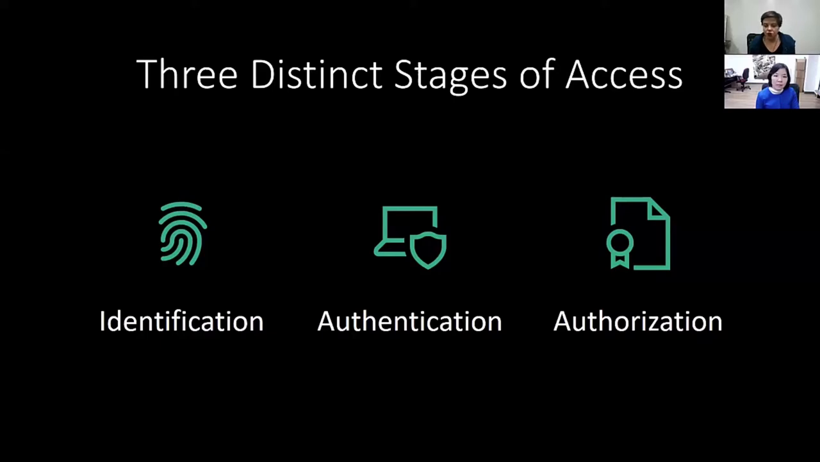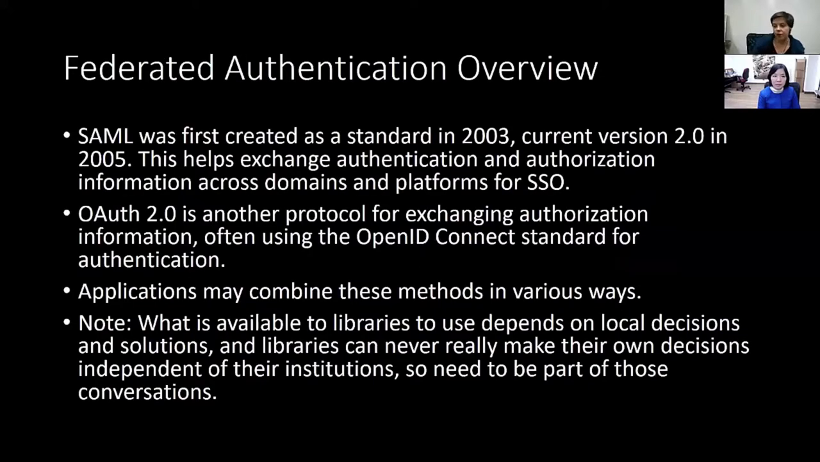So that's easy to do in an individual institutional context. This can be fairly easy. Once you're trying to connect across systems and/or create some kind of federated authentication, that's where you need new technology to come into place. So here's an overview of some different technologies that make federated authentication possible. SAML was first created as a standard in 2003. Its current version, 2.0, was created in 2005. And this helps exchange authentication and authorization information across domains and platforms for a single sign-on experience.